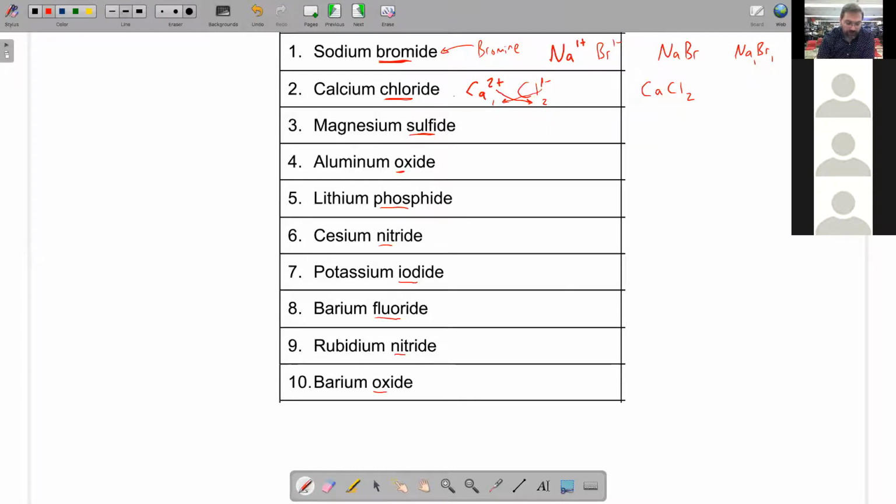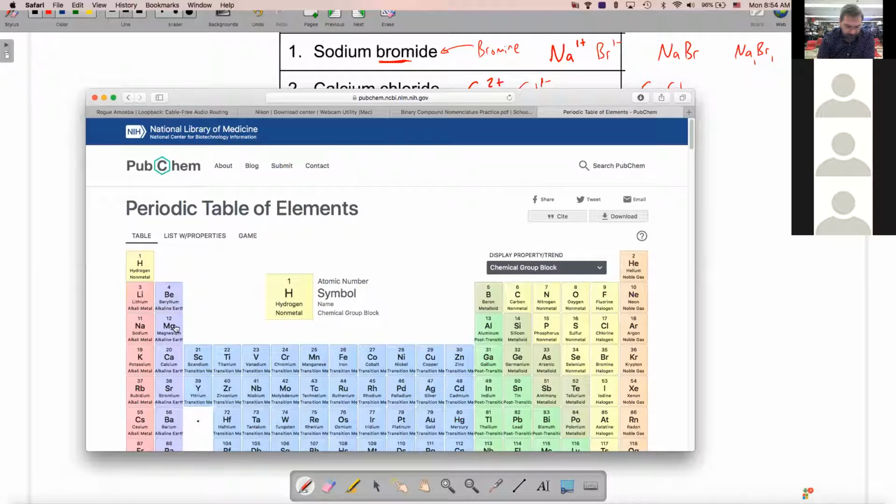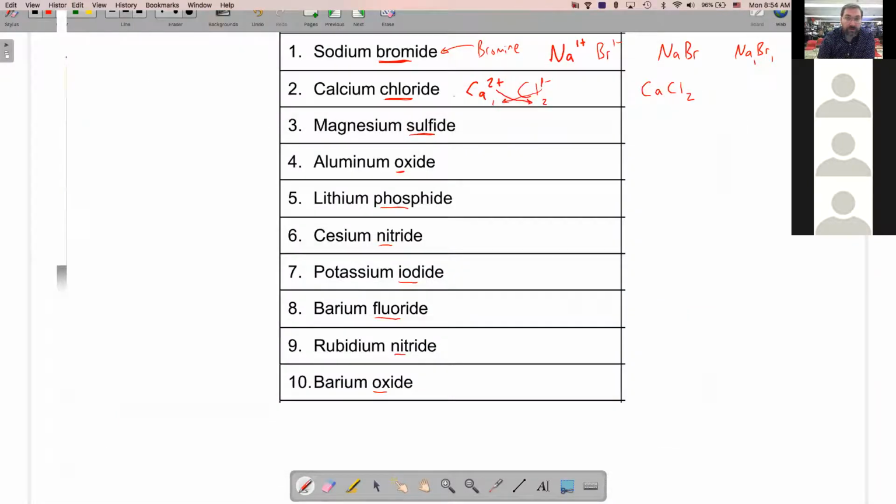For magnesium sulfide, you've got magnesium with a charge of 2 and sulfur with a charge of 2, but they each have a charge of +2 and -2. Magnesium is 2+, and the sulfide is from sulfur, that's 2-. Because each of them has a charge of 2, you only need 1 of each to have a neutral compound.